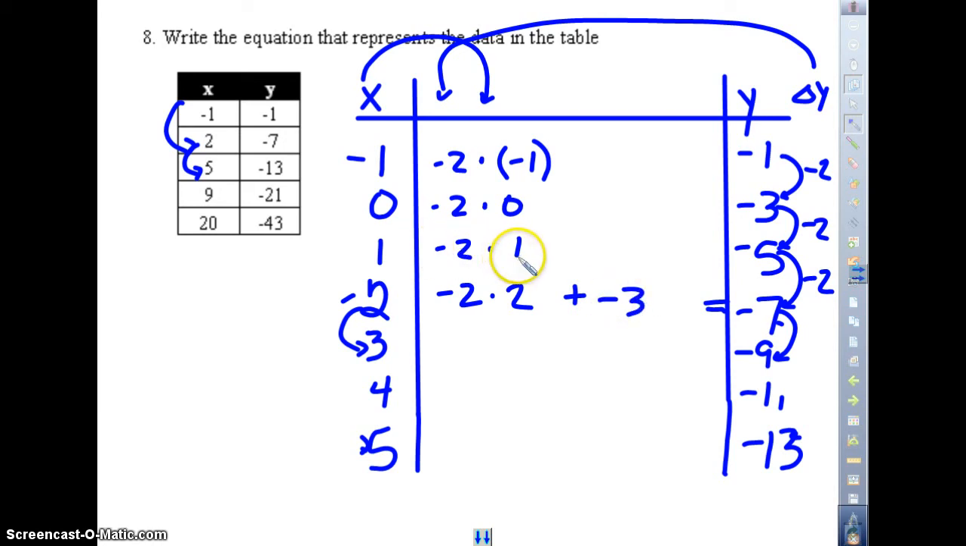-2 times +1 is -2. They say the answer is -5. What do you have to add on to that to change it to -5? Yeah, add on a -3.